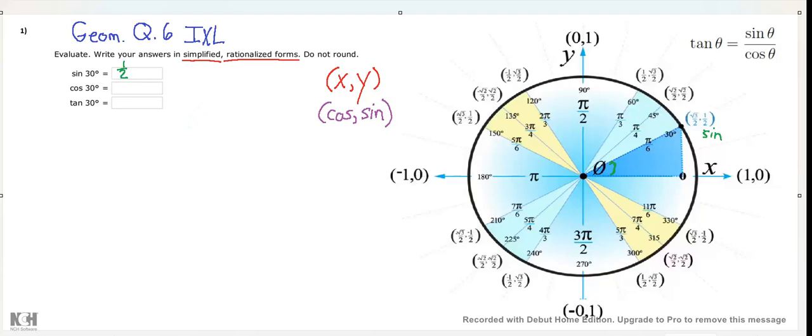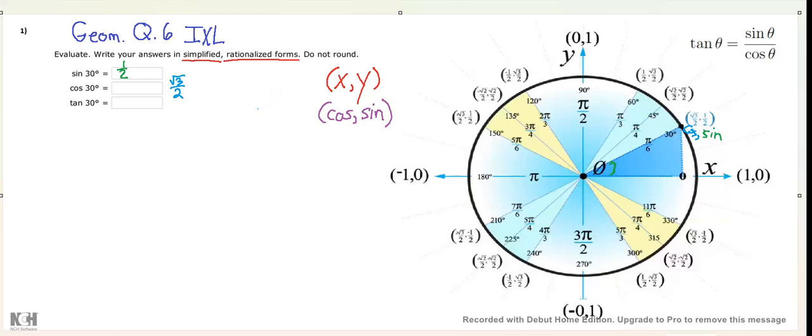Cosine. Let's do that in blue. Here's the cosine right there. Cosine is the square root of 3 over 2. Hopefully you can see that. And I'll put the answers here. It's the square root of 3 over 2. Now, IXL, make sure you pay attention to the directions. They want the answers in simplified, rationalized forms. That means your calculator, unless it has a program for figuring that out, is not going to do it.